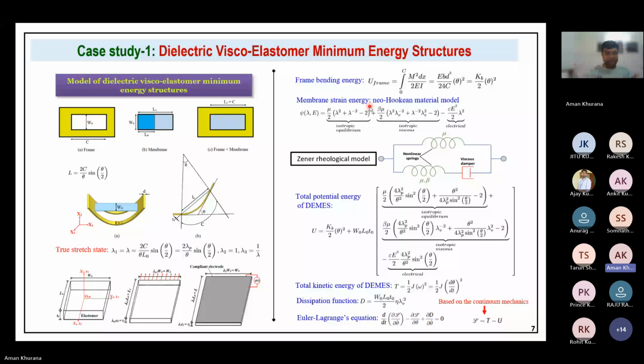So we will have the membrane strain energy, okay? We will have the frame bending energy. So we can now calculate the total potential energy of the DEMES. So total potential energy will be the sum of frame bending energy plus membrane strain energy.